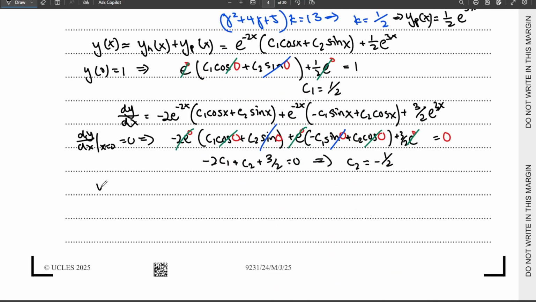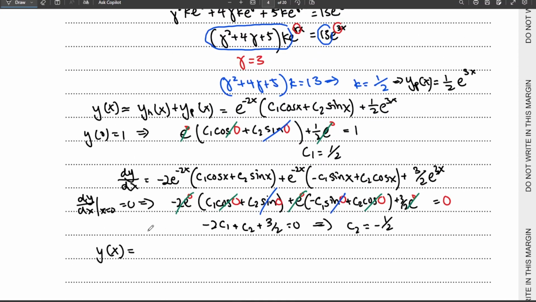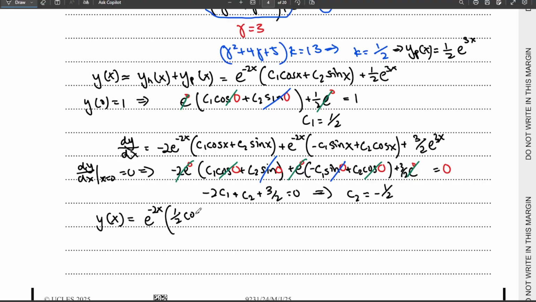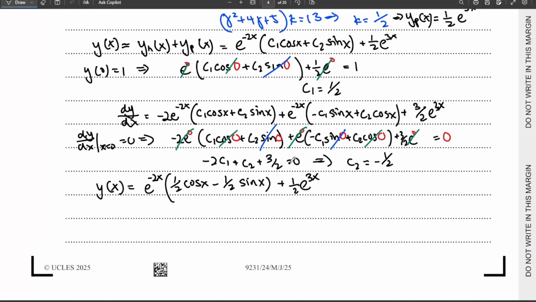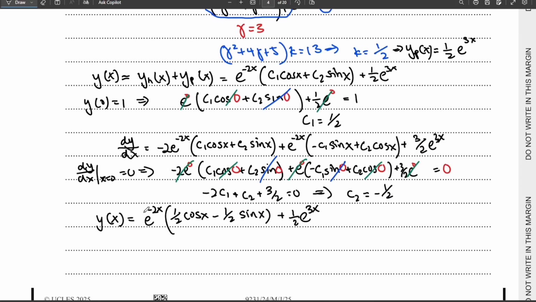Now all we need to do is rewrite our final particular solution: e to the negative 2x, where c1 is half, cosine x minus half sine x, added together with half of e to the 3x. Yeah, so that's the final particular solution of the second order differential equation.